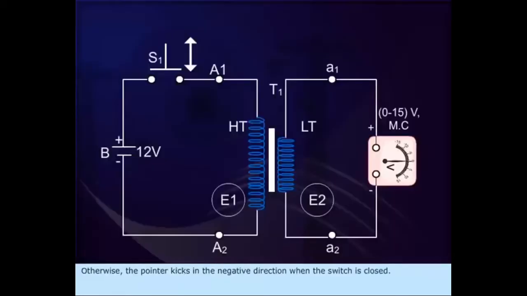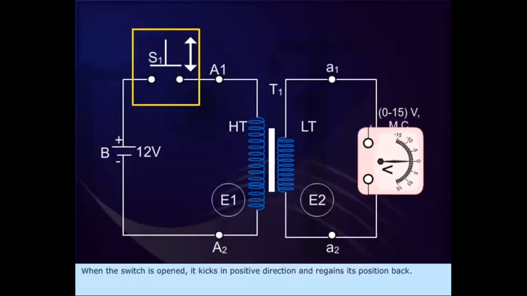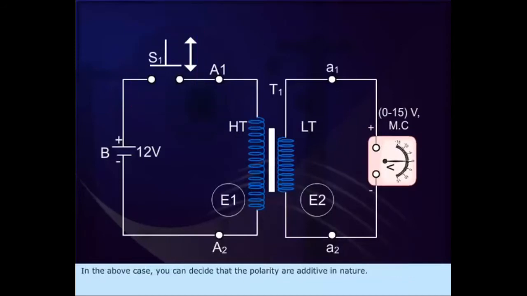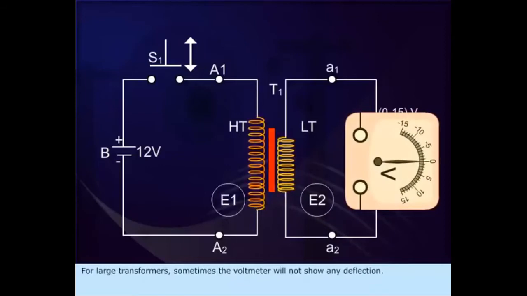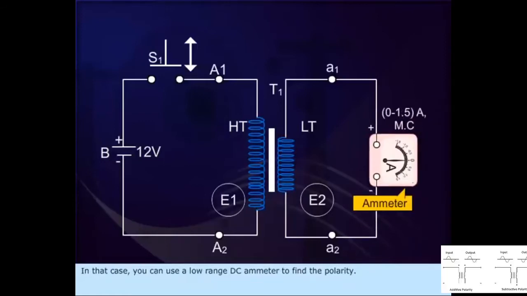Otherwise, the pointer kicks in negative direction when the switch is closed. When the switch is opened, it kicks in positive direction and regains its position back. In the above case, you can decide that the polarity are additive in nature. For large transformers, sometimes a voltmeter will not show any deflection. In that case, you can use a low-range DC ammeter to find the polarity.